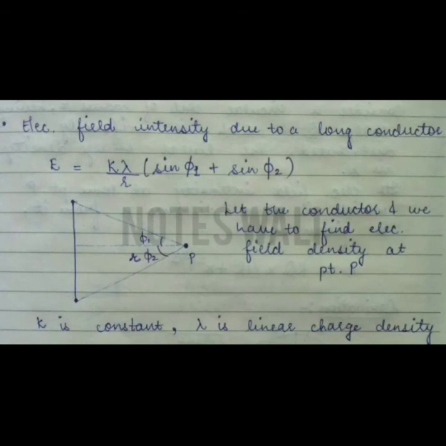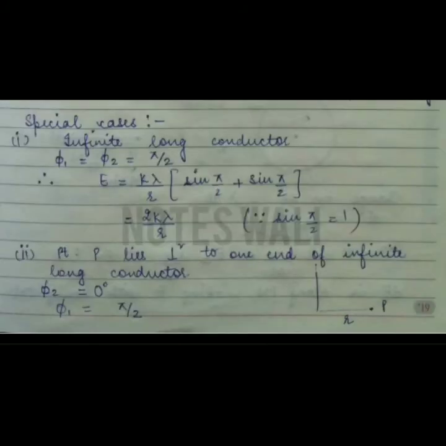Now there are different formulas for electric field intensity, and the first one is due to a long conductor. The electric field intensity is K lambda divided by R into (sine phi 1 plus sine phi 2), and all the detailed derivations of these formulas are given below. You have to read them carefully and practice them yourself manually, and every case has some special cases which are also listed.